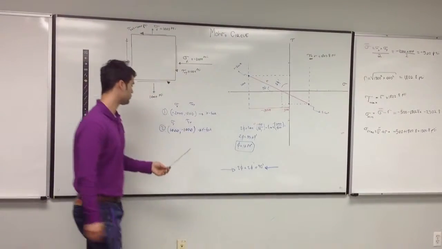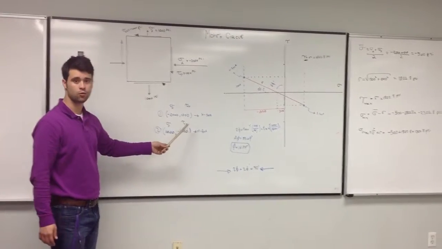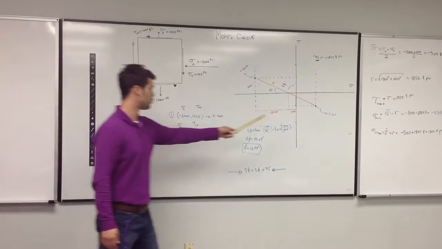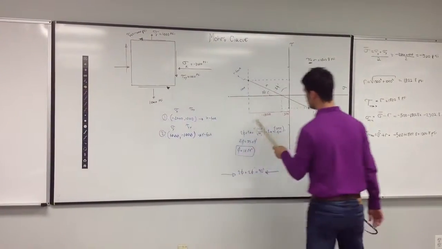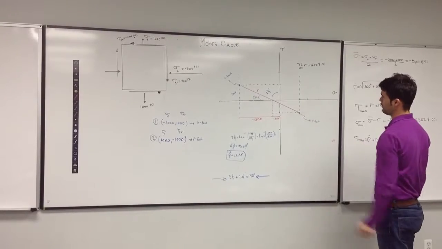For the Y face, we'll just do the same thing, which is sigma Y and tau YX. So 1,000 and negative 1,000 determines our Y face, which is right here. As you can see, you go 1,000 to the right and 1,000 negative, which determines our Y face.